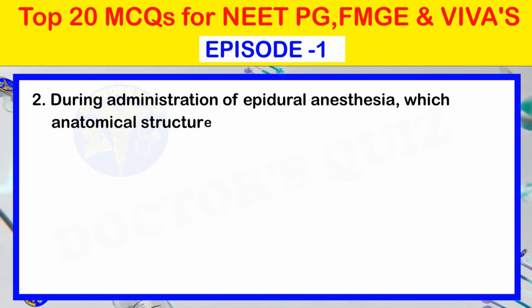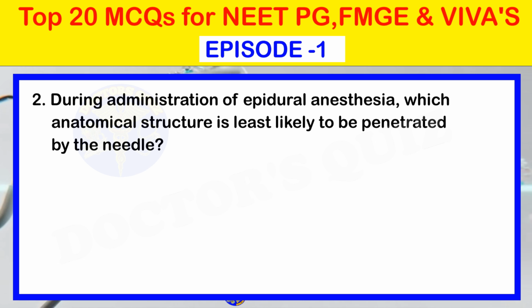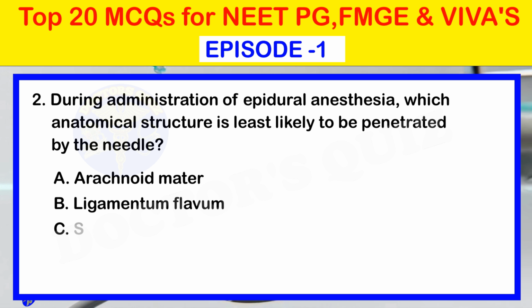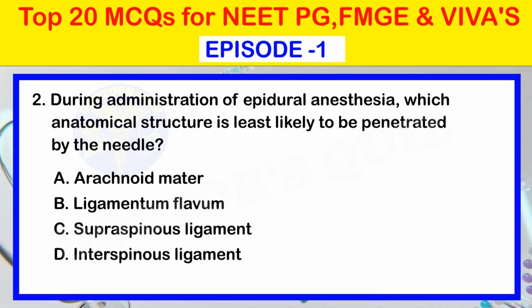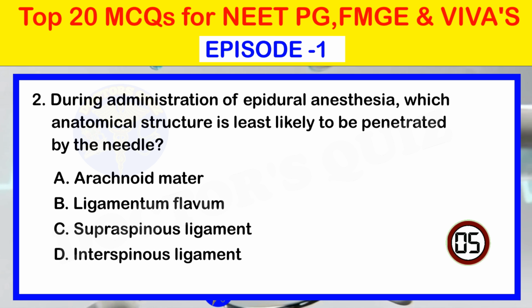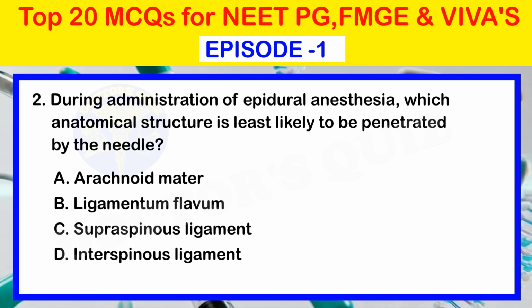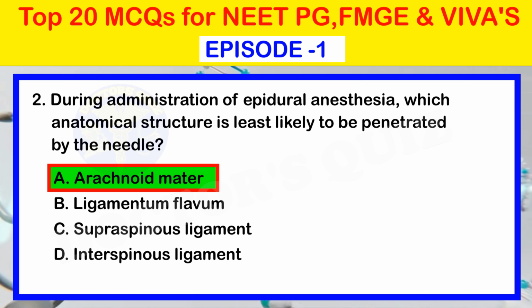During administration of epidural anesthesia, which anatomical structure is least likely to be penetrated by the needle? Options are arachnoid mater, ligamentum flavum, supraspinous ligament, or interspinous ligament. Answer is option A, arachnoid mater.